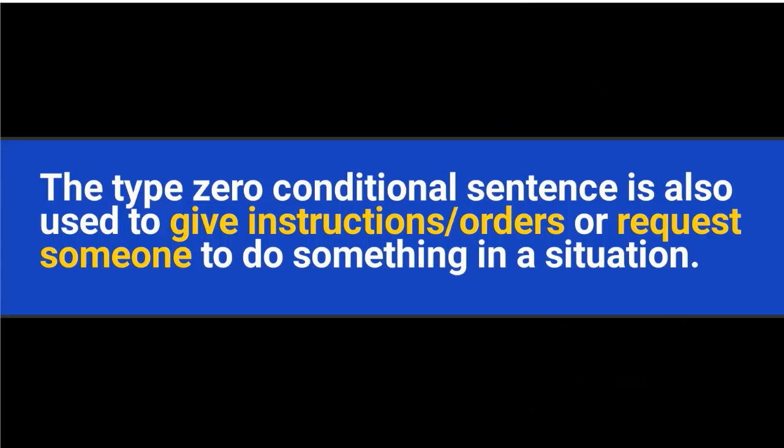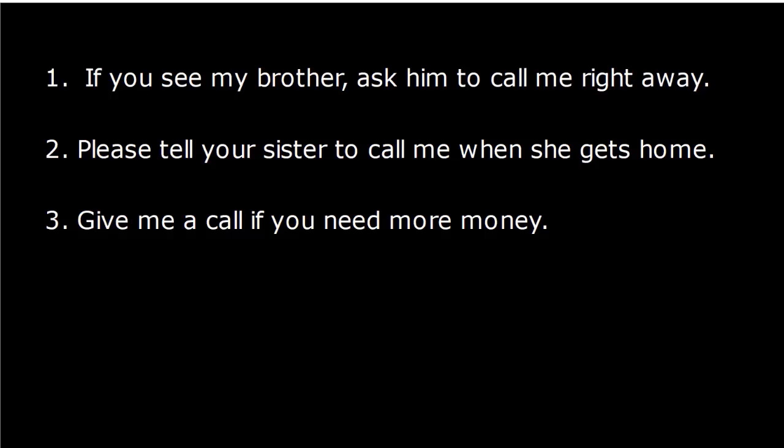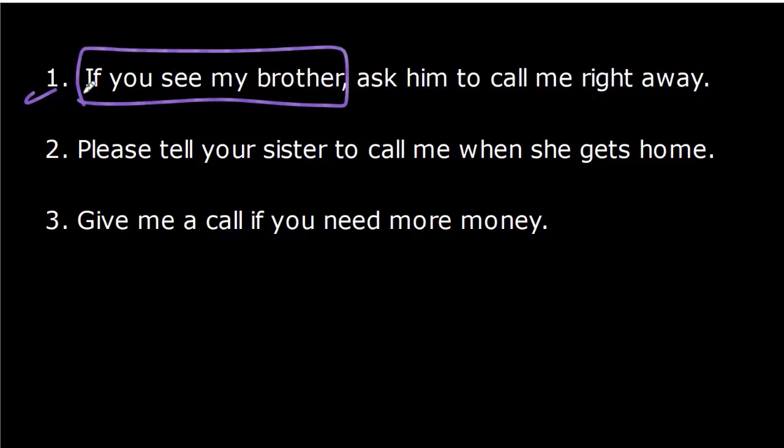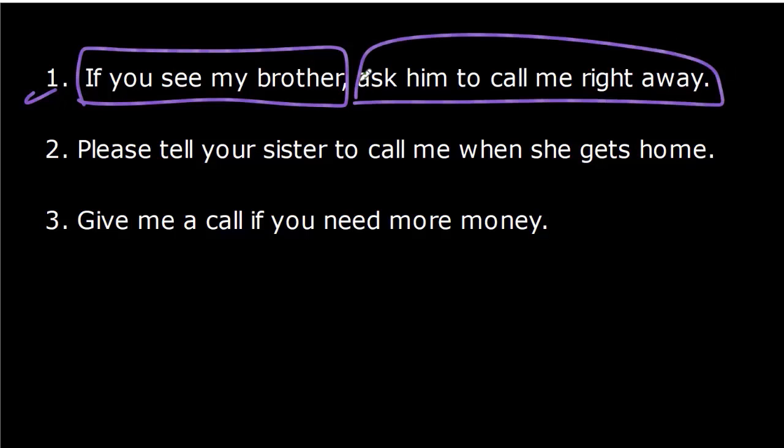conditional sentences. Now, you can also use type 0 conditional sentences to give instructions or orders, or when you want somebody to do something for you, right? If you want that, you can use type 0 conditional sentences. If you want somebody to do something in a certain situation, in a certain condition, you can use type 0 conditional sentences. Examples. If you see my brother, if this happens, first of all, this is a condition. If this happens, if you see my brother, do this. Ask him to call me right away.